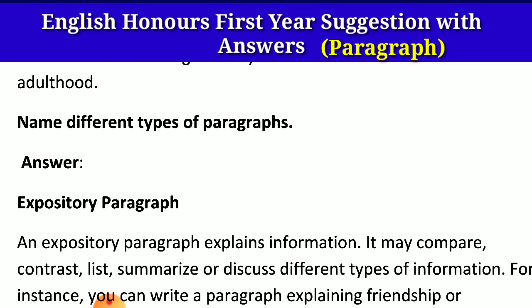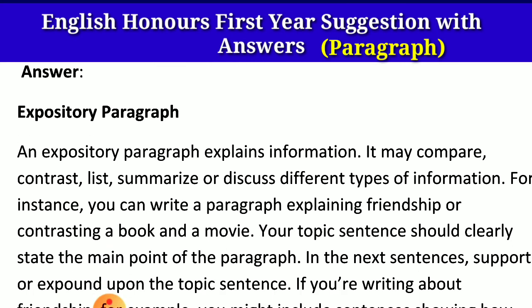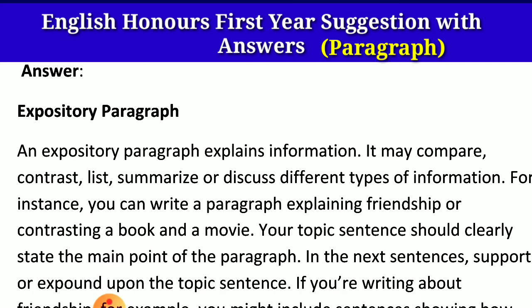Name different types of paragraphs. Answer. Expository paragraph. An expository paragraph explains information. It may compare, contrast, list, summarize, or discuss different types of information. For instance, you can write a paragraph explaining friendship or contrasting a book and a movie.